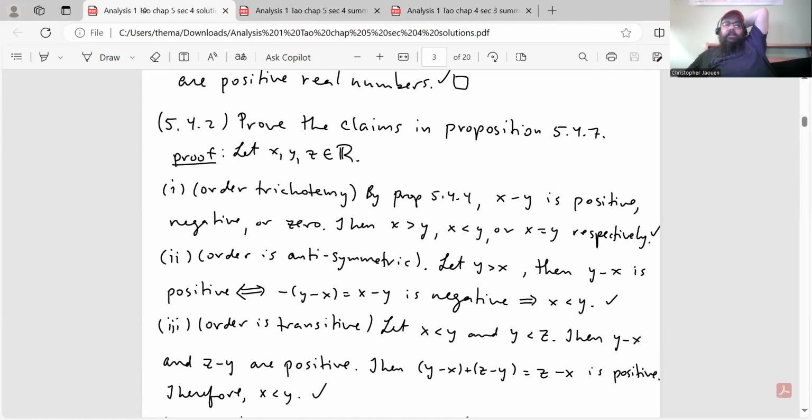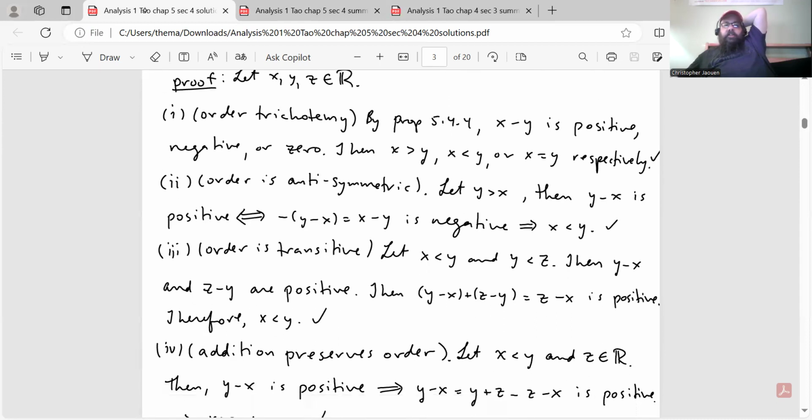So okay, here's my proof. Let x, y, z be real numbers. Then there's a bunch of parts. The first part is order trichotomy. By proposition 5.4.4, x − y is positive, negative, or zero. Then either x is greater than y, x is less than y, or x is equal to y, respectively. And that proves the first part.